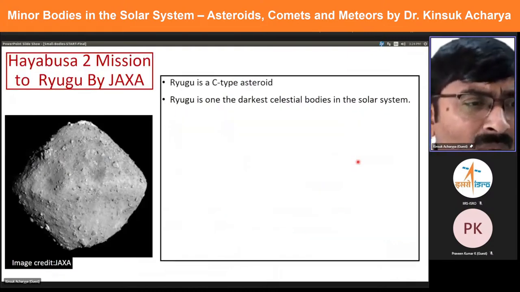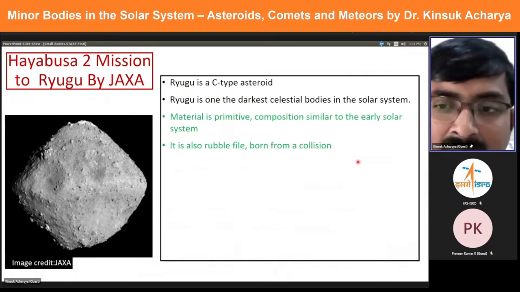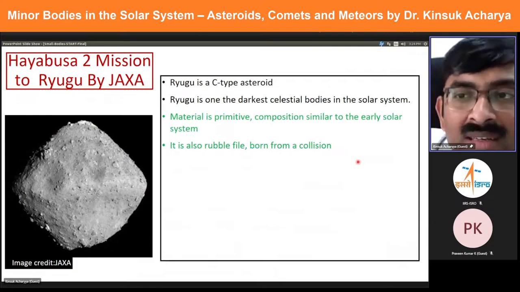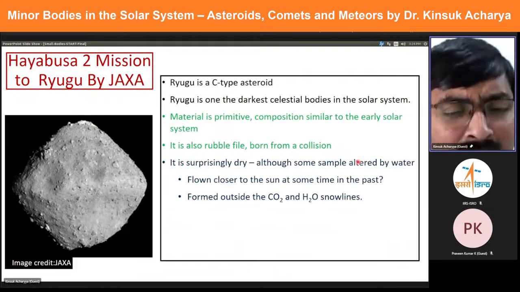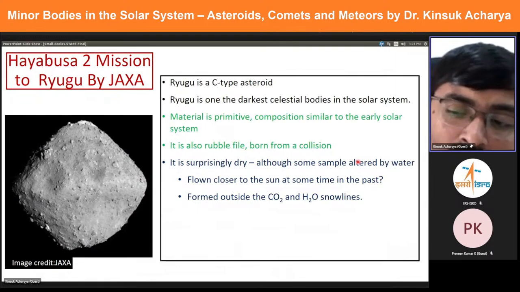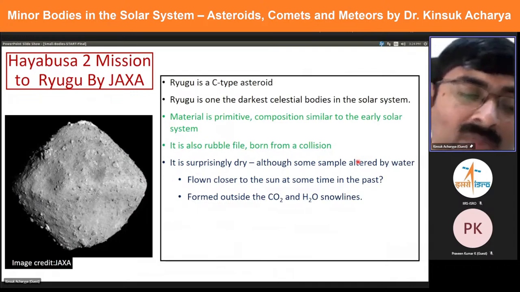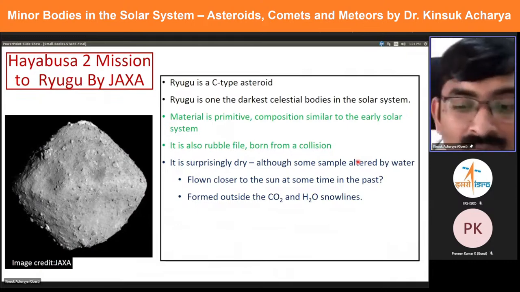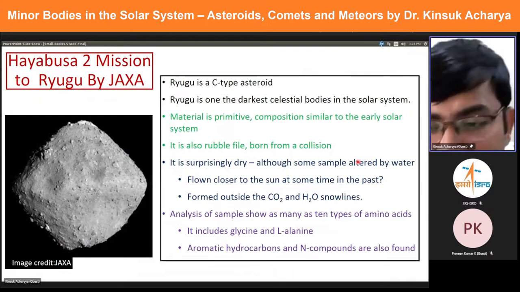And then another mission I will talk about, Ryugu, which once again is a very famous mission. And here it is found that its material is very primitive. Once again, it is also a rubble pile and born from a collision, but it is found to be surprisingly dry, although some grains or some objects are found which are altered by water. So from there we can conclude that probably it has flown close to the sun or formed in a region which is outside of the CO2 or H2O snow line. So we can actually infer a lot of information by studying them.